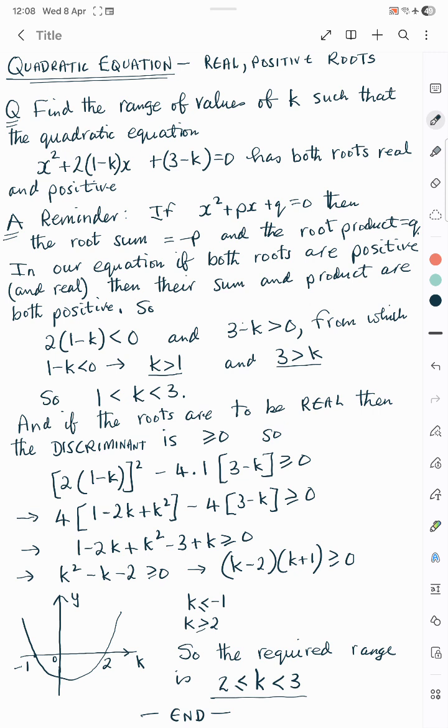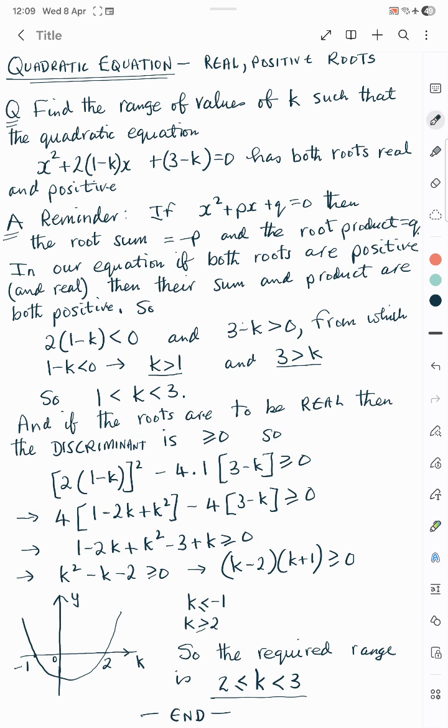That's the discriminant. So simplifying all that, we'll have 4 times (1 minus 2k plus k squared) minus 4 times (3 minus k), which has got to be equal to or greater than 0. Multiplying all that out, we get 1 minus 2k plus k squared minus 3 plus k equal to or greater than 0, the 4's having been cancelled away, and that comes down to the quadratic k squared minus k minus 2 equal to or greater than 0. And factorizing the left-hand side, it's (k minus 2) times (k plus 1) has to be equal to or greater than 0.